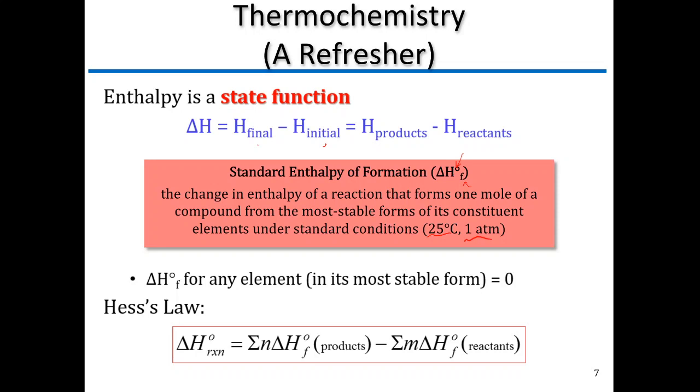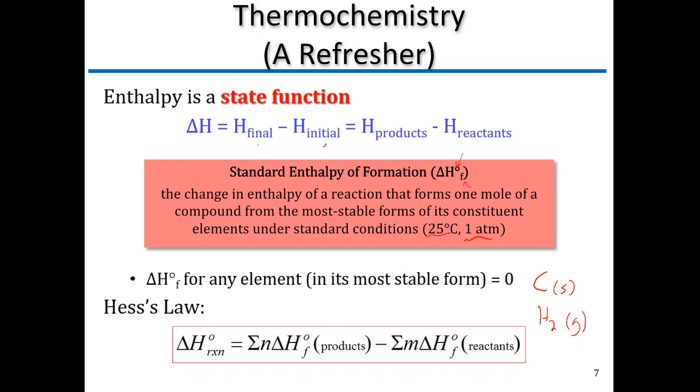So delta H naught f, in other words, the standard enthalpy of formation for any element in its most stable form, is equal to 0. What do we mean by that exactly? If we're talking about something like solid carbon, that's going to be equal to 0. Or something like H2 gas, that's its most stable form, and therefore its enthalpy of formation is going to be 0. We're going to need that definition for later, so just keep that in mind.